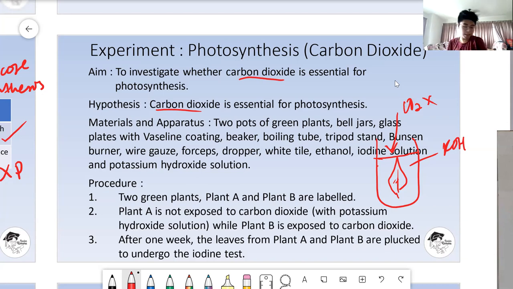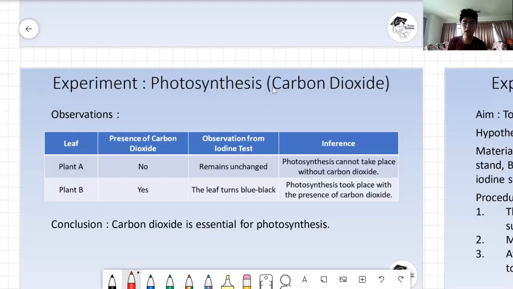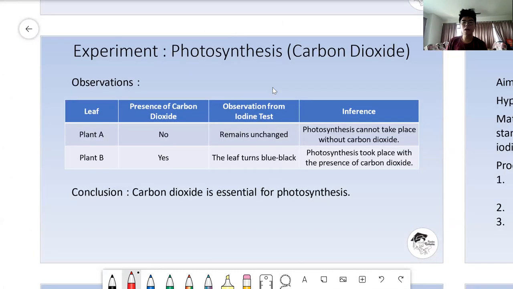So you pluck a leaf and then we go to the iodine test result. Leaf of plant A: no carbon dioxide, because it cannot go in through the potassium hydroxide solution. What happens to the iodine test? It remains unchanged. That means no photosynthesis took place. The inference: photosynthesis cannot take place without carbon dioxide. That is your reason. Inference is actually called reason.